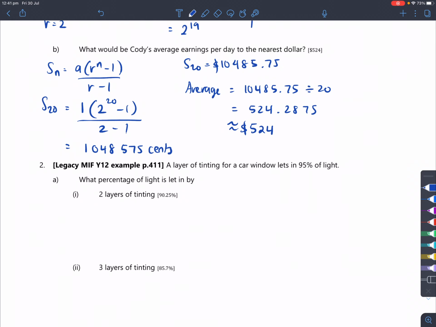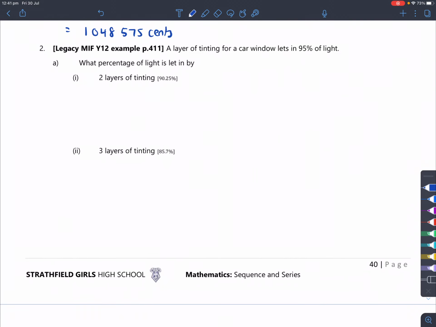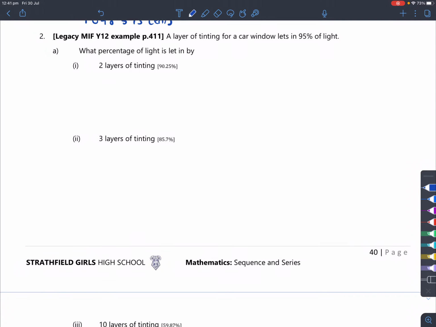Question 2. A layer of tinting for a car window lets in 95% of light. So you might see, like, in a car, you can't really see the inside. It's because it's tinted. So if it lets 95% of light in, that means 5% is blocked. So what percentage of light is let in by 2 layers of tinting?